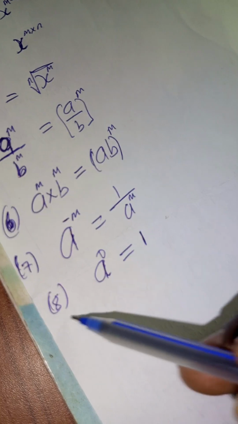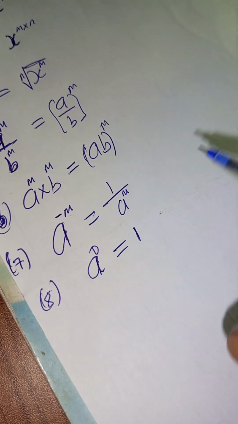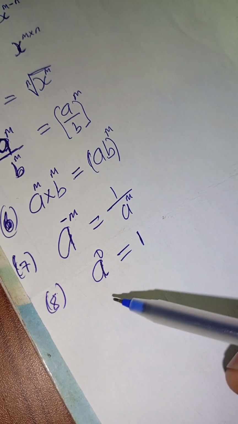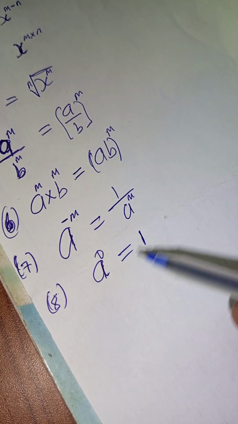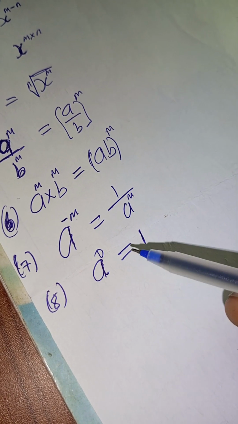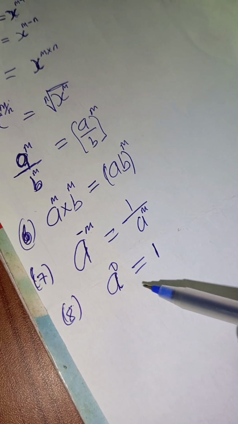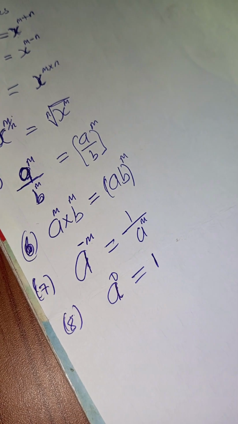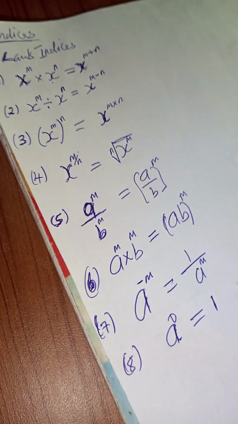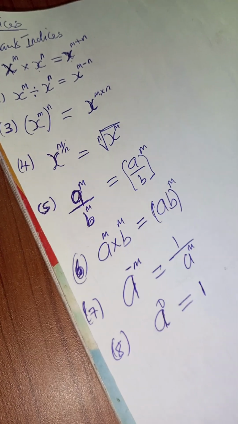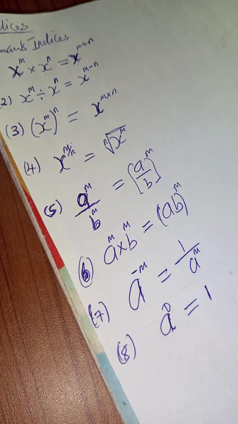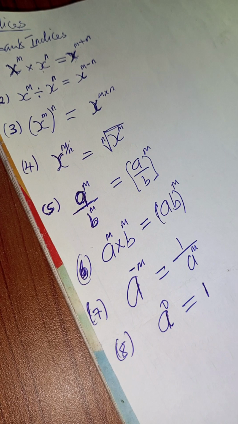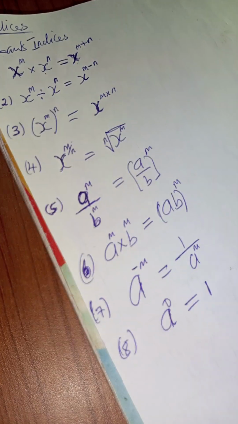Then the eighth one is that we all know that anything raised to the power of 0 is equal to 1. When 50 is to the power of 0, it is equal to 1. When a is to the power of 0, it is equal to 1. So these are the laws that help us to provide solutions to all indices problems, or we can call it all index problems.